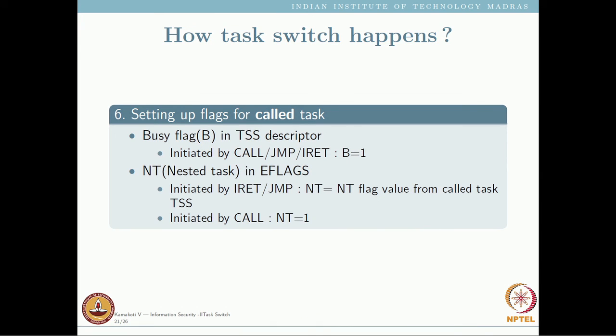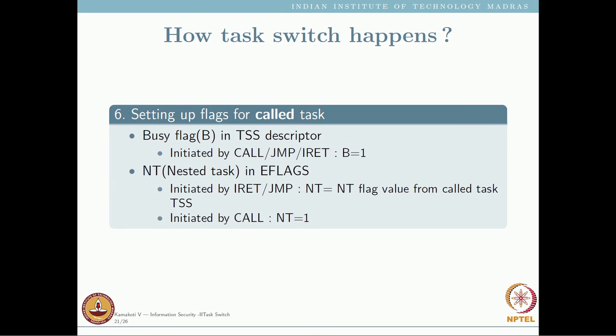Then for the called task, if it is initiated by a call or jump or IRET, I become B equal to 1, because now I start executing. I am the called task. I may be the interrupt service routine, or I can be another switch task. And the nested task flag in EFLAGS: if it is initiated by IRET or jump, then NT is equal to the NT flag value from the called task TSS. If it is initiated by call, then NT equal to 1.